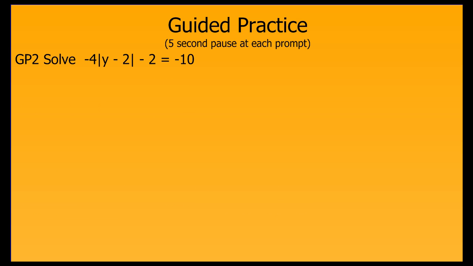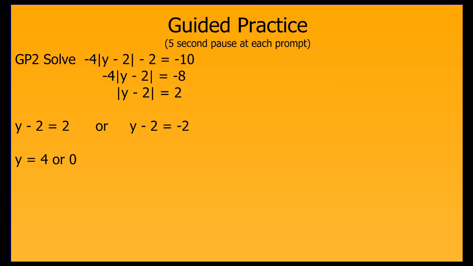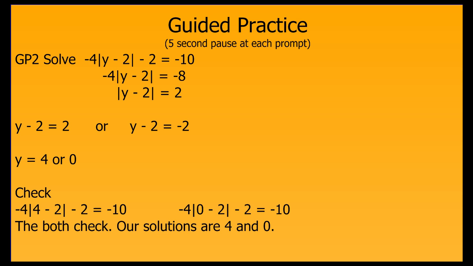Let's try another one. Again, we're solving an absolute value equation. What do we do first? We isolate our absolute value expression by adding 2 and then dividing by negative 4. What's next? Next, we set up our two equations. Y minus 2 equals 2, or y minus 2 equals negative 2. What's the next step? We solve those equations. Now what? Now we check those solutions in the original equation. They both work, so our solutions are 4 and 0.